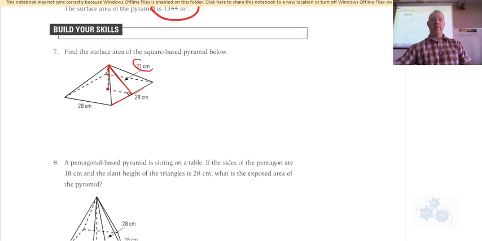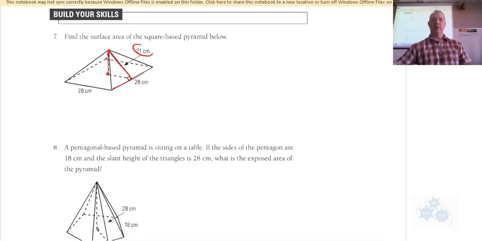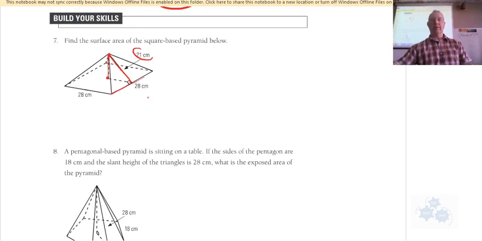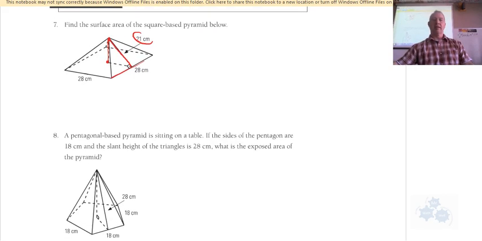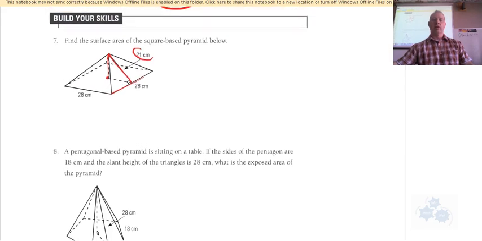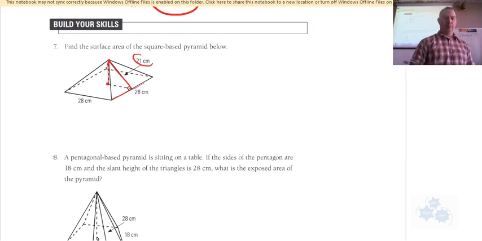So we have some chances to do this on our own. I'll tell you what, I'm going to get you guys to do number 7 on your own here. Take 2 or 3 minutes, whatever it's going to take you. Do number 7 on your own, and I am going to help you with number 8 because it's just a little bit different. Okay? So you go ahead and do number 7 right there.